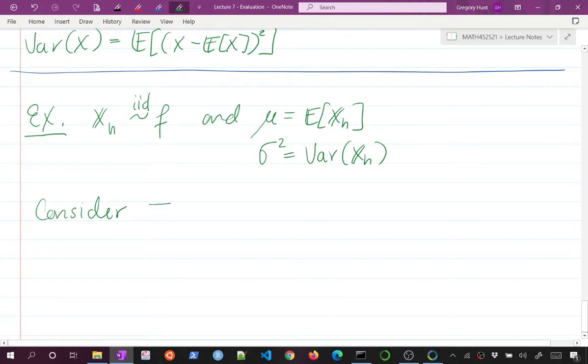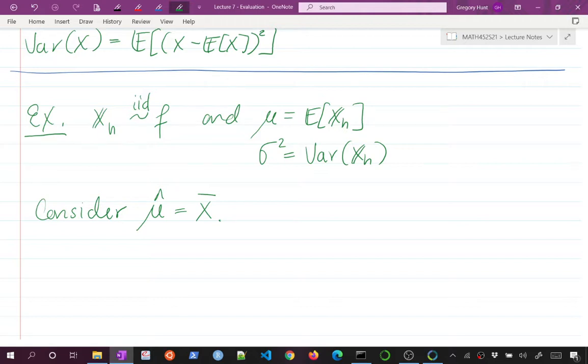Let's just call it T for statistic. Let's just call it something more fun. Let's call it mu hat. And mu hat is going to be x bar. Okay. Now we suspect that mu hat is a reasonable estimator for mu.